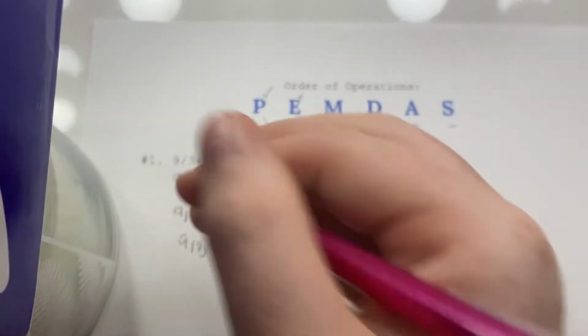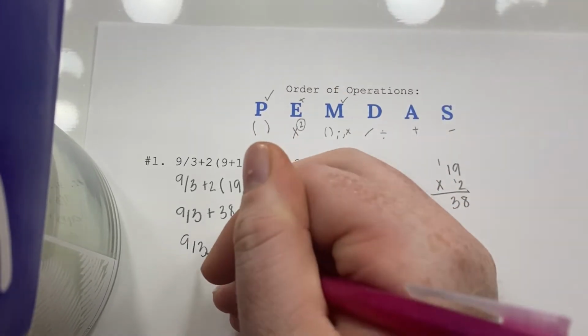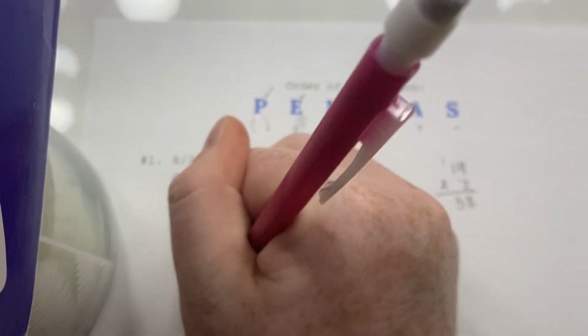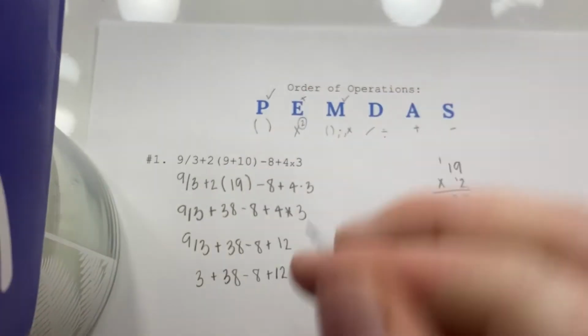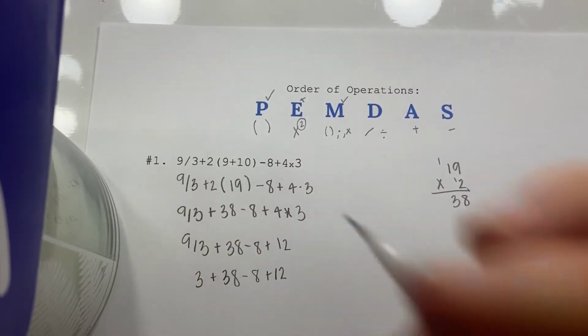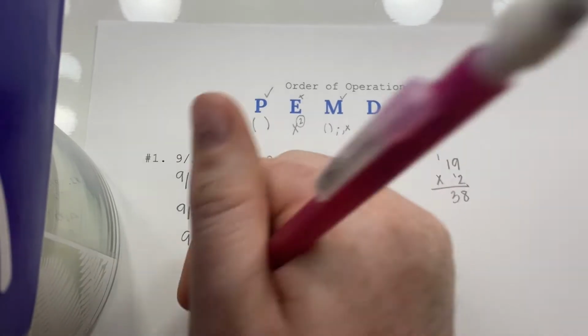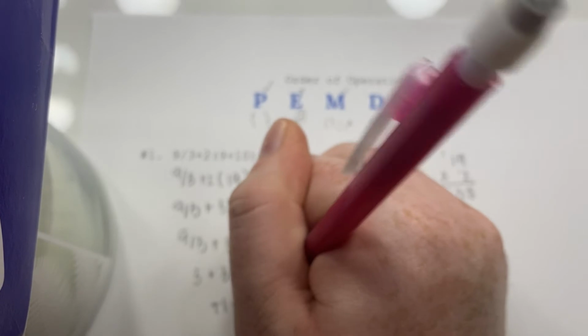12. Now, we did our multiplication. Now we're going to do division. 9 divided by 3 is 3 plus 38 minus 8 plus 12. Now we're going to be working just from left to right. So 38 plus 3, 38, 39, 40, 41. 41 minus 8 plus 12.